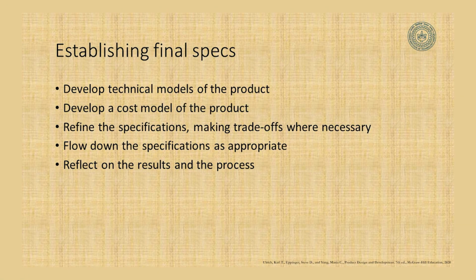Then you go to establish the final specs. For that you need technical models and you need cost models. And then you can refine the specifications, making trade offs when necessary. So, for final specifications you need to go through your concept development process. There you are no longer in the define phase. Once you have got your target specs, your define phase is finished. You have a point of view statement and your target specs, that is your problem definition. Then you go through your discover phase, and once you have done that, then you can apply technical models and you can apply cost models. Then you flow down the specifications as appropriate, then reflect on the results in the process.